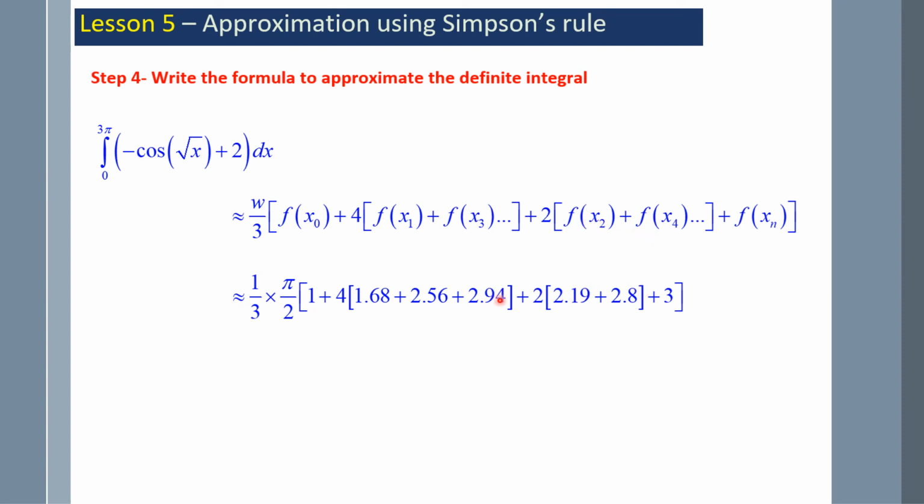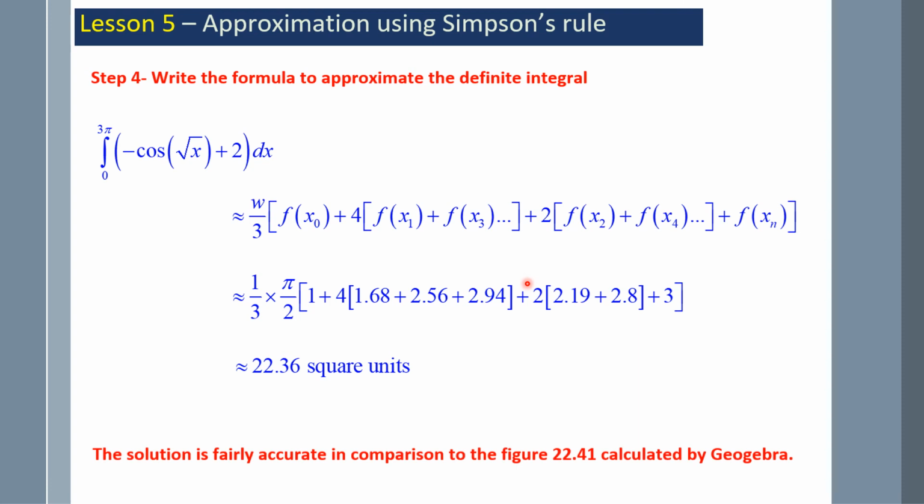Studying those points, if we multiply the sum of the odds by 4 and the evens by 2, we're going to evaluate this using a calculator. The actual answer is approximately 22.36 square units. That's pretty close to the GeoGebra approximate, or pretty much correct answer to 2 decimal places, which is 22.41. So Simpson's rule using 6 strips was pretty close, a reasonable answer in approximating the area under the curve.